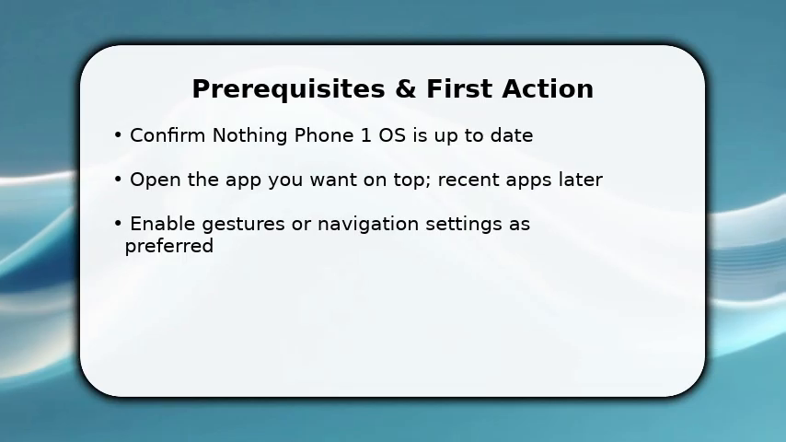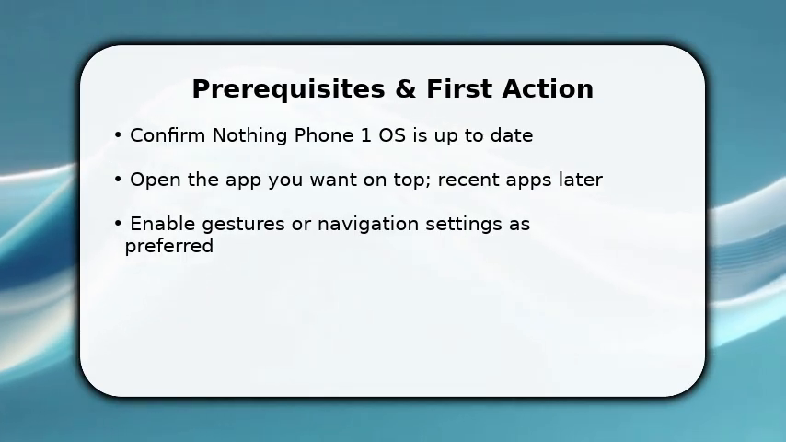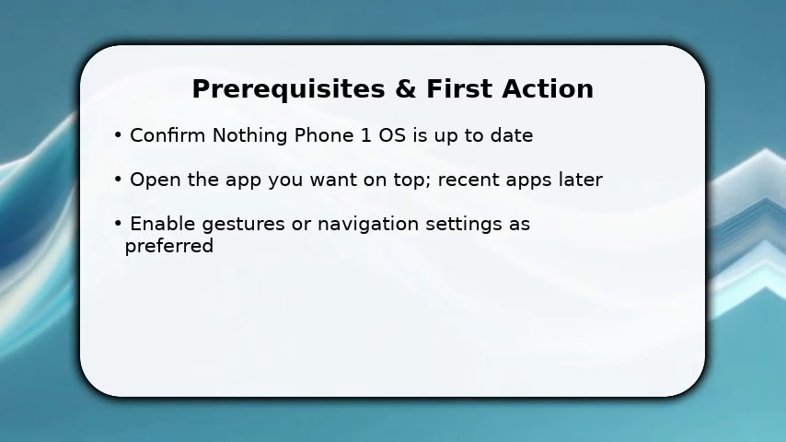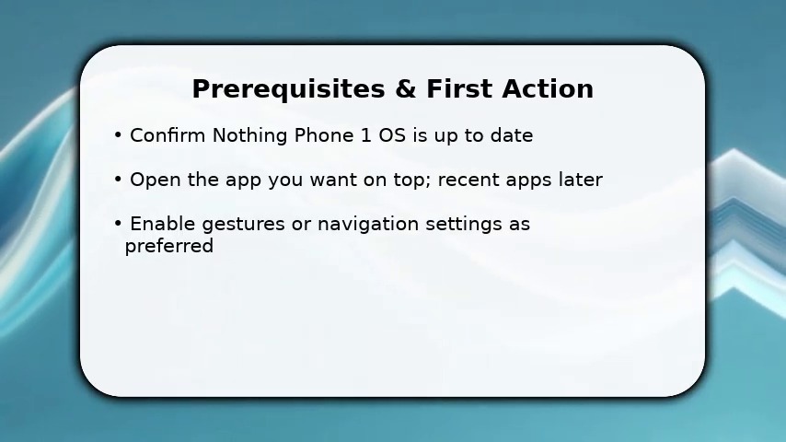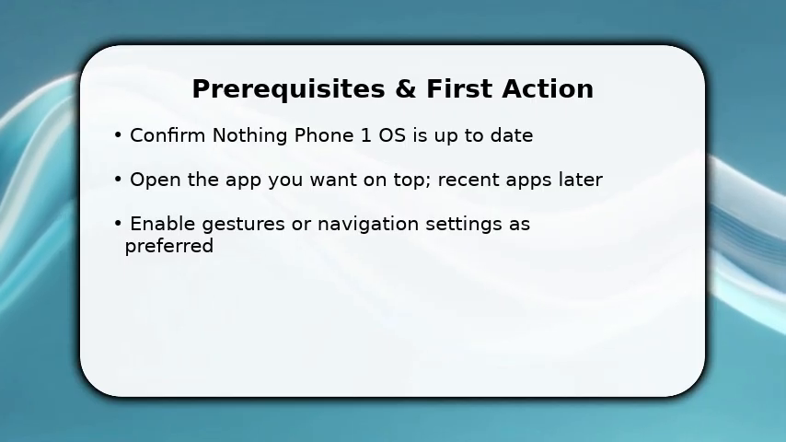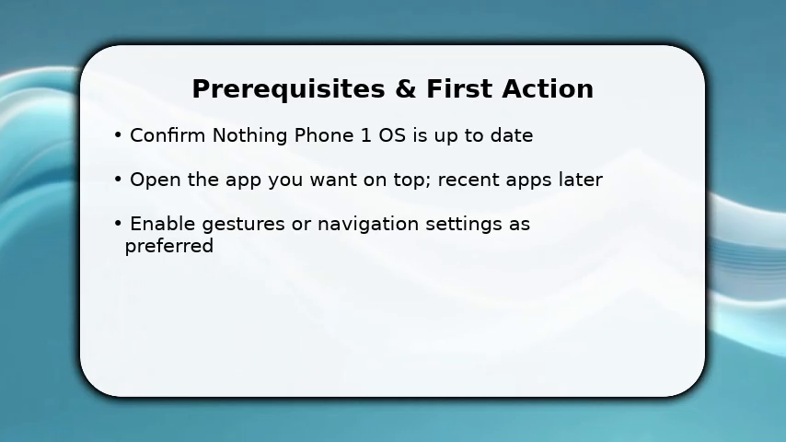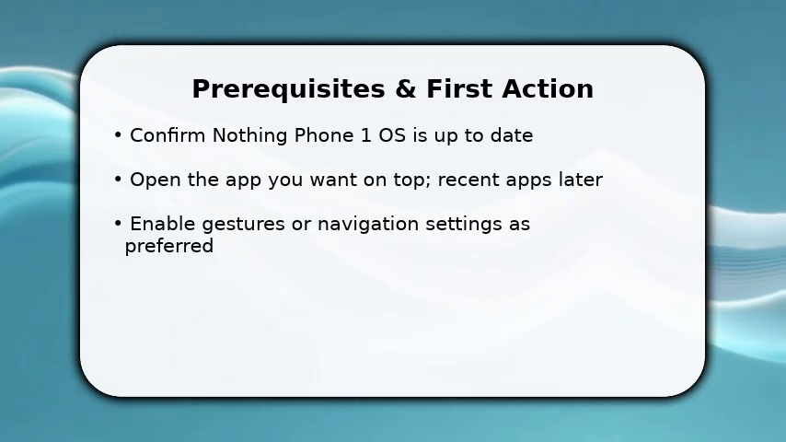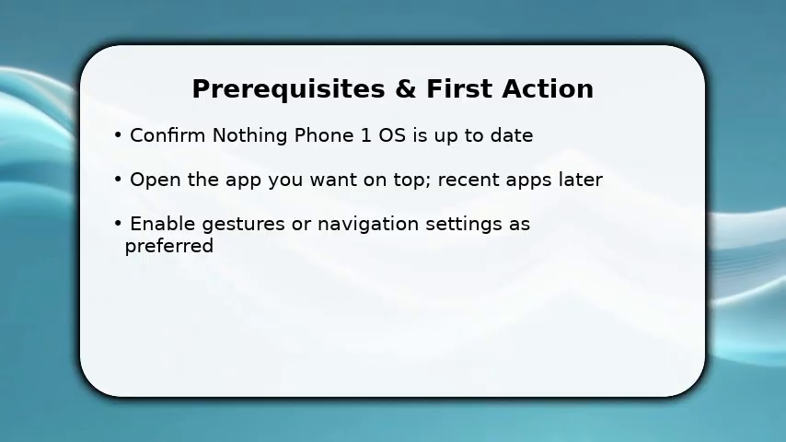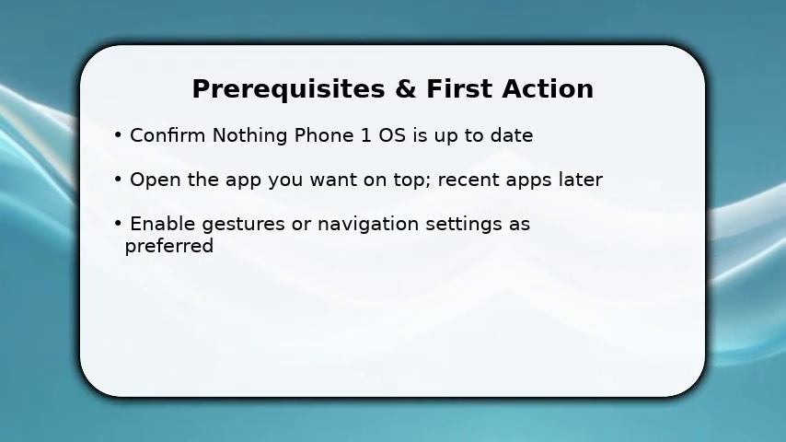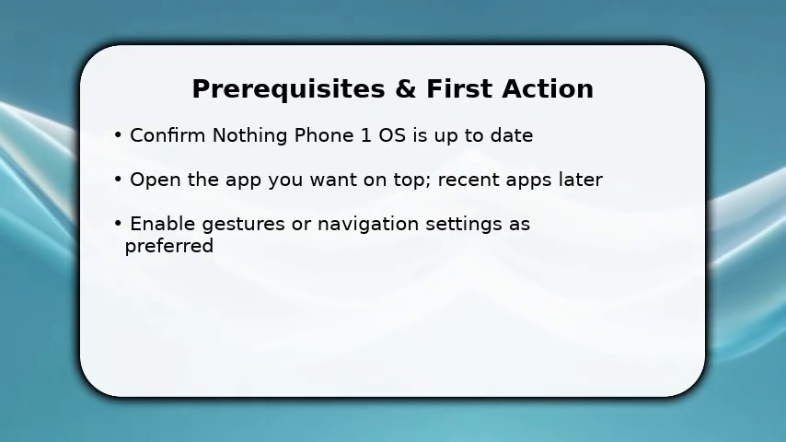You start by preparing the phone. Make sure your Nothing Phone 1 is updated and you have the two apps you'll split. First, open the app you want in the top half so it's active. Once done, swipe up slowly to enter the Recent Apps screen or tap the Recent button depending on your navigation. Make sure you can see both the active app and your recent apps list. This sets up a smooth transition into split screen without wasting time on extra settings.